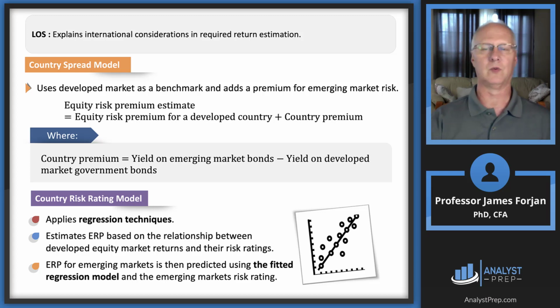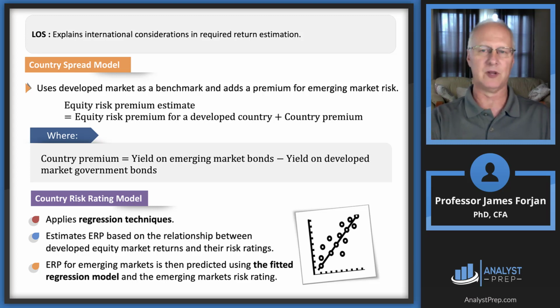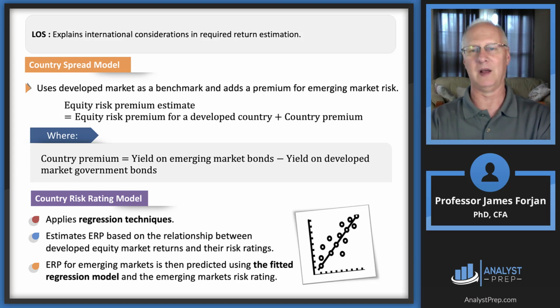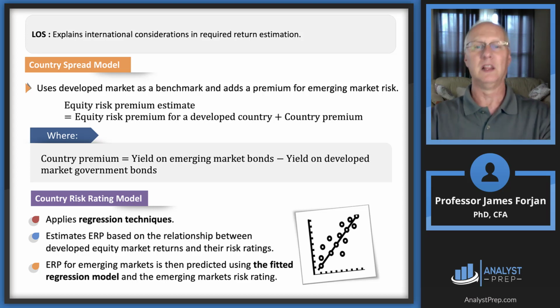So let's go ahead and just work through this quickly here. The developed market as a benchmark and then add a premium. All right, so our equity risk premium for a developed country, and then we just add a country premium, which depends on things like economic risk inside of that emerging market, political risk inside of that emerging market, the legal and regulatory issues inside that emerging market, the climate change issues inside that emerging market.